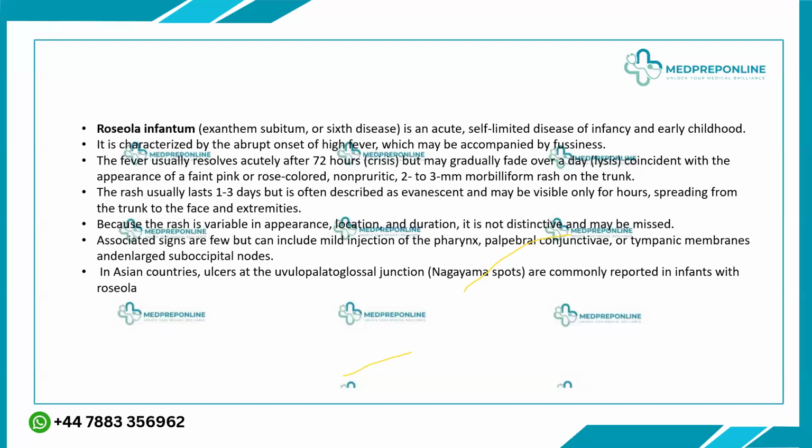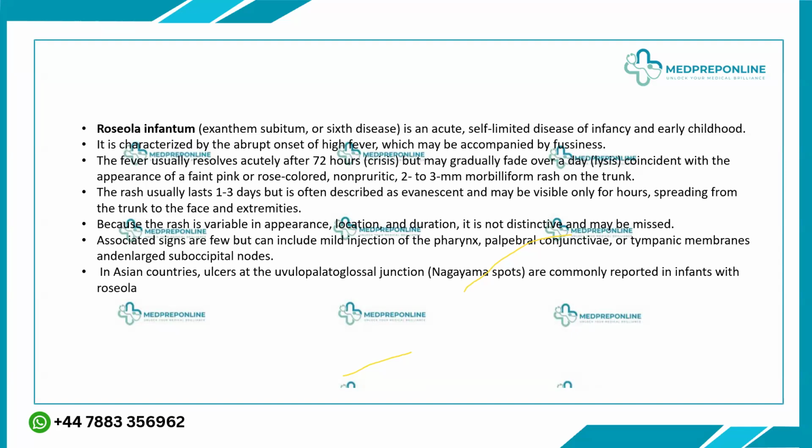The fever usually resolves acutely after 72 hours, but may gradually fade over a day, coincident with the appearance of a faint rash. So, जब fever settle होता है, तो आपका रैश अपीयर होता है. This is characteristic. ठीक है, वैसे तो हमने कहा था कि जब मीजल्स का रैश अपीयर होता है, जब जब न्यू मीजल्स बनते हैं, उसी वक्त फीवर जो है वो डेवलप होता है, उसी वक्त बच्चा फेब्राइल भी होता है.